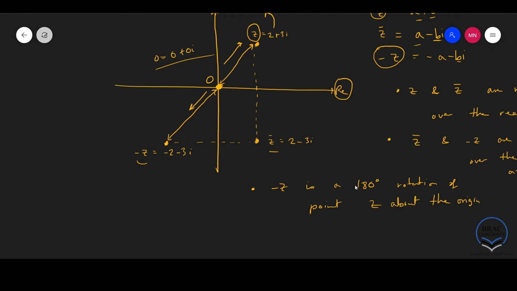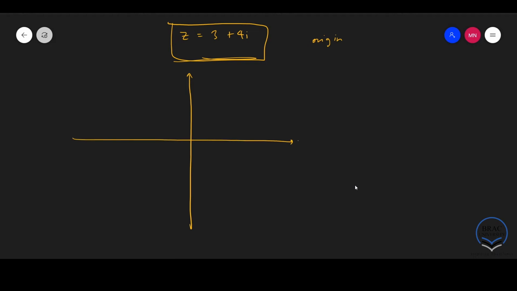Okay, so let's now take a look at another complex number. Let's say z is equal to 3 plus 4i, right? Now, what is the distance between this complex number and the origin in my complex plane? So let's draw a complex plane, real axis and imaginary axis, and plotting this point, we will have a point somewhere here. This is 3 plus 4i, which is equal to z, right?